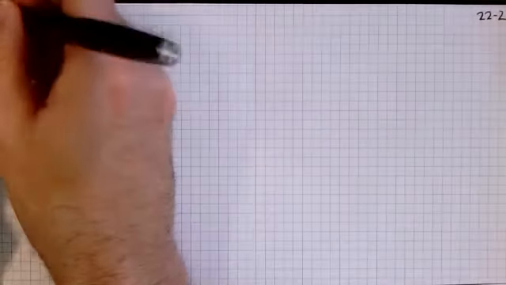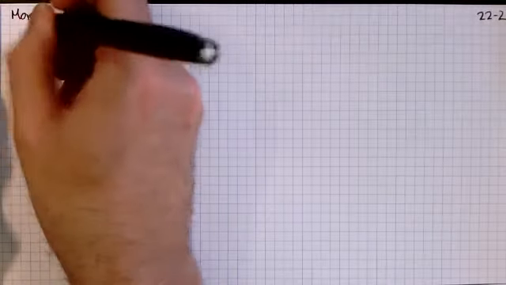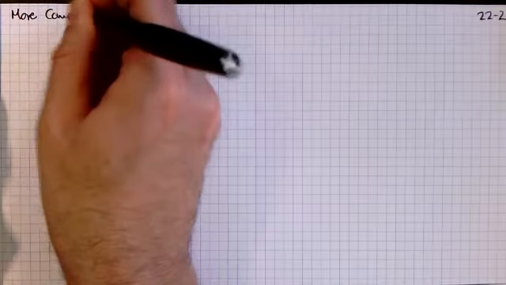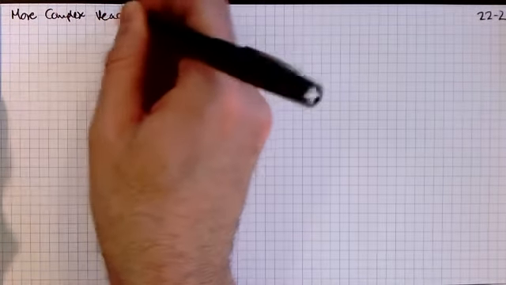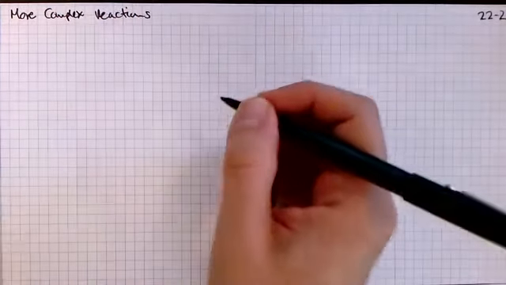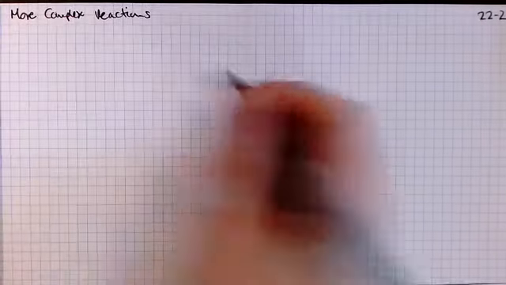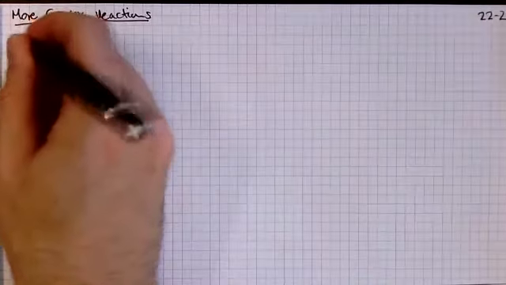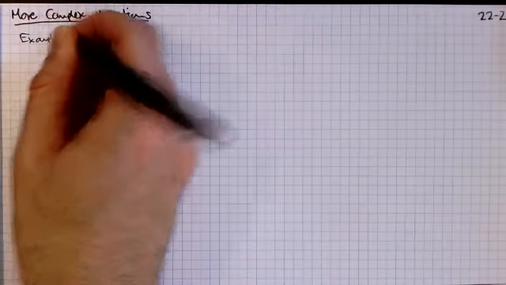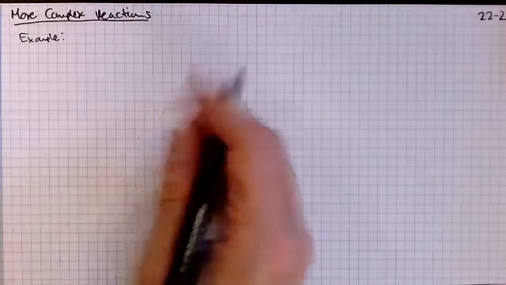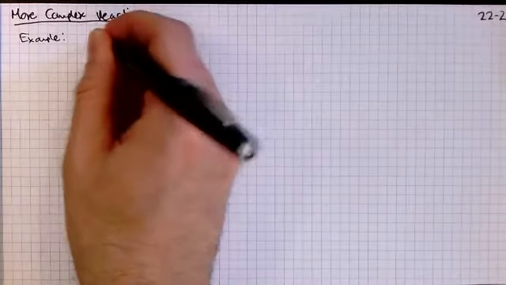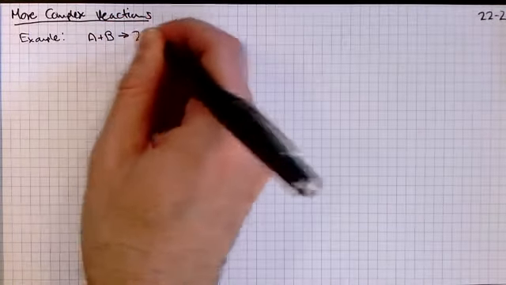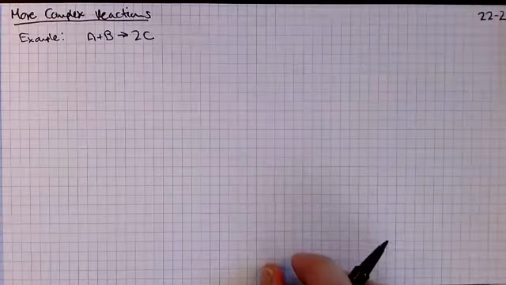Okay, so let's discuss more complex reactions than the simple two-component reaction. To start off our discussion, let's just take one example that's just slightly more complex than before. We're just going to say A plus B goes to 2C is our reaction of interest.